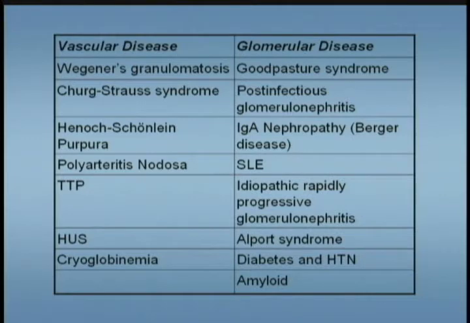IgA nephropathy happens to be the most common cause of glomerulonephritis in adults in the United States. They're both IgA, except Berger's disease, IgA nephropathy, is only the kidney. Henoch-Schönlein purpura is GI problems, skin problems, joint problems, renal problems. GI, joint, skin, and renal.